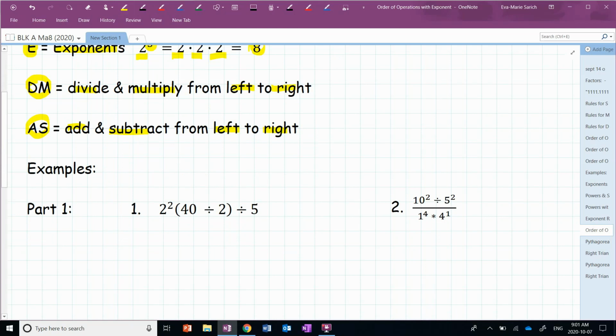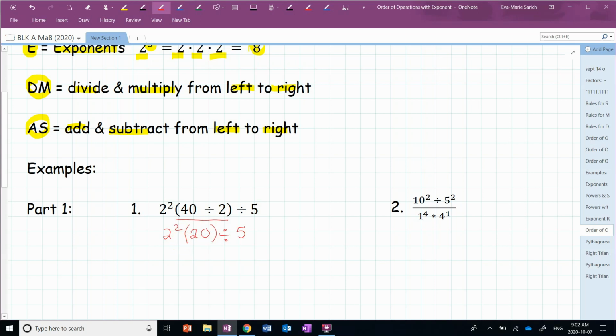Now, our first example here has a set of brackets. So we need to do the brackets first. So inside the bracket is a divide, and 40 divided by 2 gives you 20. Now I'm going to copy down the rest. 2 to the 2 comes down, and divide by 5 comes down. Now it's a little bit confusing if we don't understand what the 2 to the 2 is doing to the 20. When there's a number next to a bracket, it means multiply. So I'm going to carry the bracket down so that I remember that I need to actually multiply here.